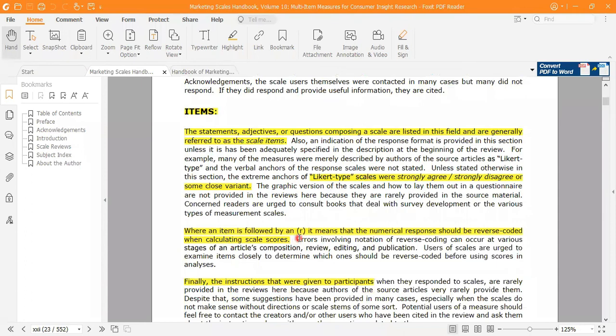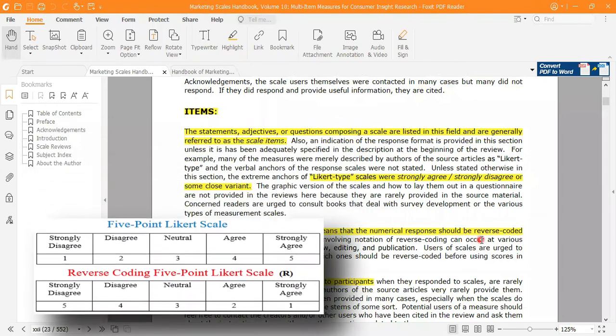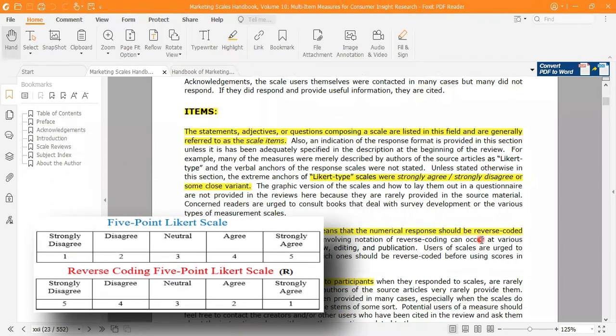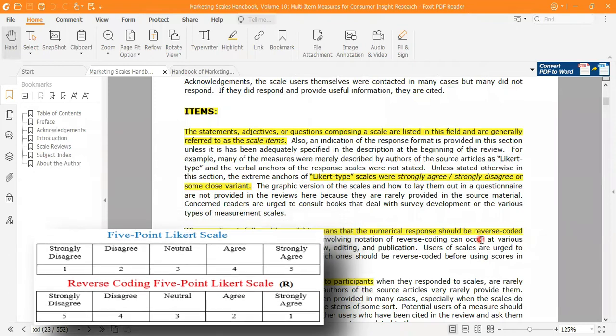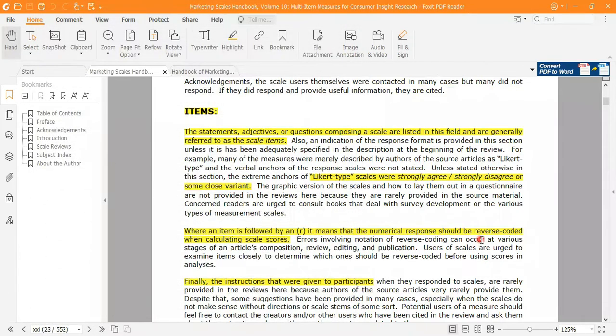Sometimes, in order to find out the attention of your respondent, we provide some reverse questions. Reverse questions follow reverse coding. Here you are looking at strongly agree 1, agree 2, neutral 3, and 4 is disagree, and 5 strongly disagree. On the contrary, you are looking at another reverse coding. So R shows these reverse coded items.